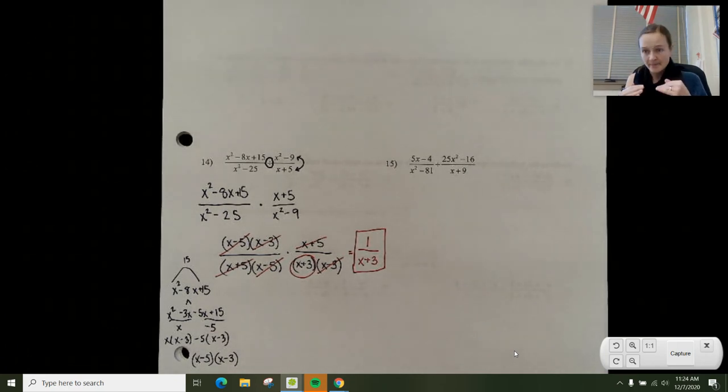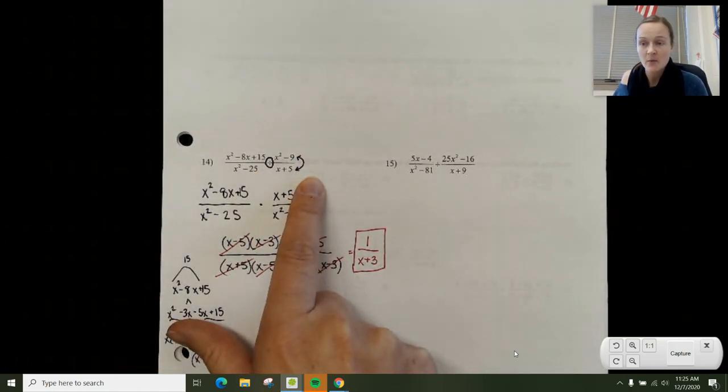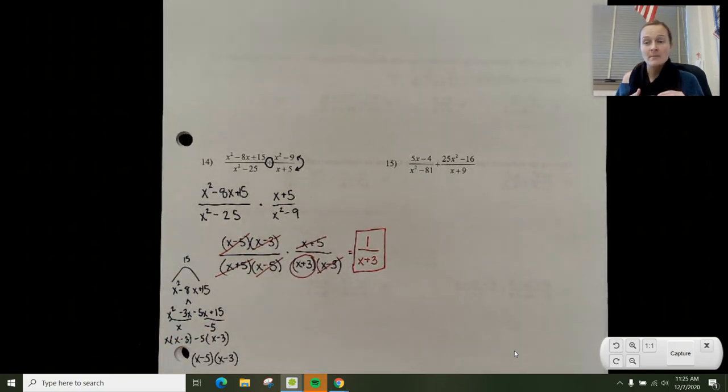So quick recap. Anytime you're multiplying or dividing, you're always factoring everything you see. If you're multiplying, everything that was on the top stays on the top and you just multiply across, and then you can cancel factors as you see them. When you're dividing, you multiply by the reciprocal. So the second fraction, whatever you're dividing by, gets flipped. I like to circle the division sign, flip the second one. So that's multiplying by the reciprocal.